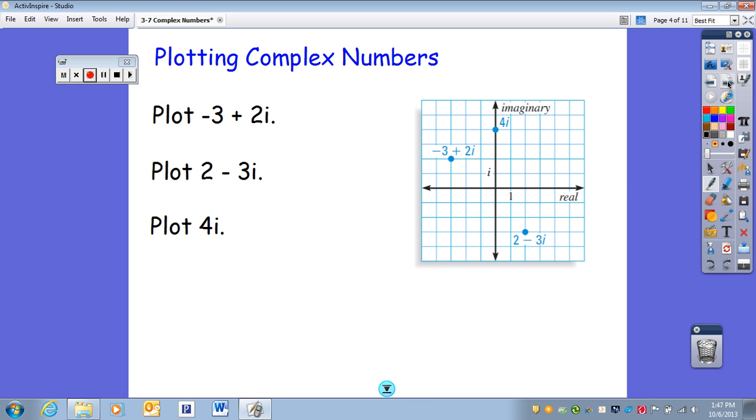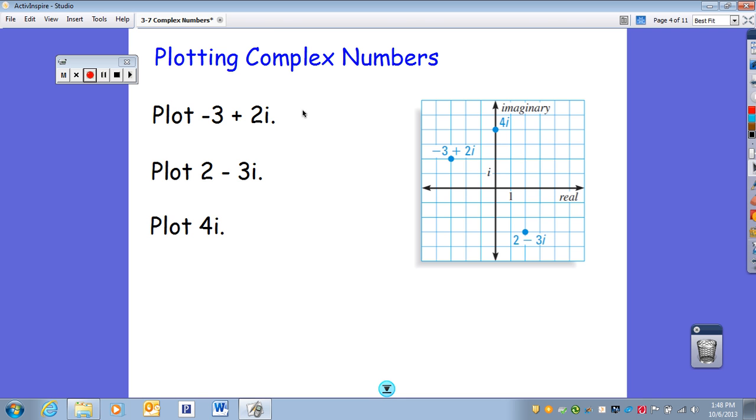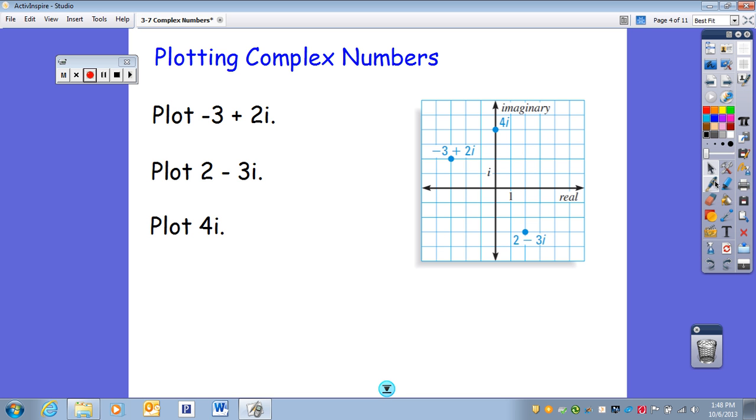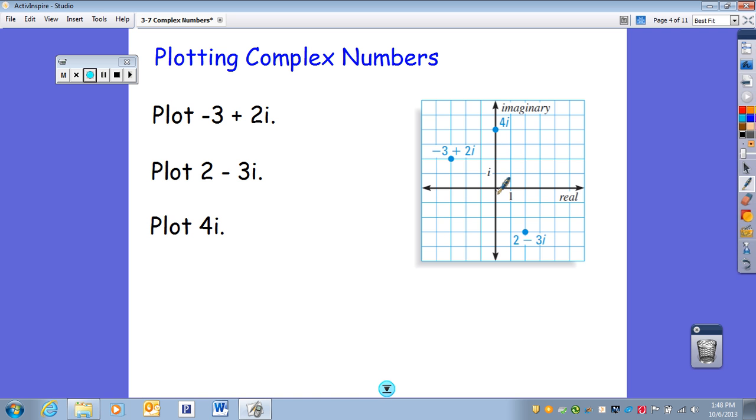So let's take a look at some graphing that we would do with these numbers. If we wanted to plot the complex number negative 3 plus 2i, if you'll take a look at the graph, the horizontal axis is designated for the real numbers and the vertical axis is designated for the imaginary numbers. We start at 0, 0, the origin on this coordinate plane, and if we're going to graph negative 3 plus 2i, we go left 3 on the real axis, and then positive 2i goes up 2 on the imaginary axis.